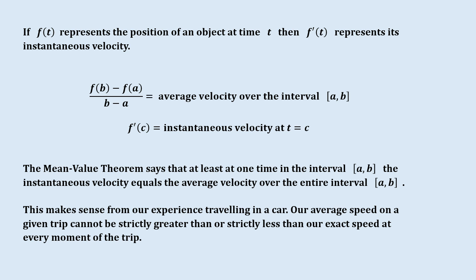That tells us that there's got to be at least one time in the interval from a to b at which point the instantaneous velocity equals the average velocity over the entire interval. And that makes sense from our experience traveling in cars. For instance, say our average velocity on a certain trip is 50 miles an hour. It must be the case that our speed at some point during that trip was exactly 50 miles an hour. Doesn't mean it was 50 miles an hour over the entire trip, but at some point it had to be. It couldn't be greater than 50 the entire time or less than 50 the entire time, or that would throw our average off.